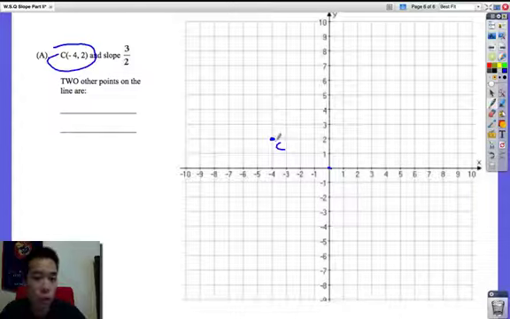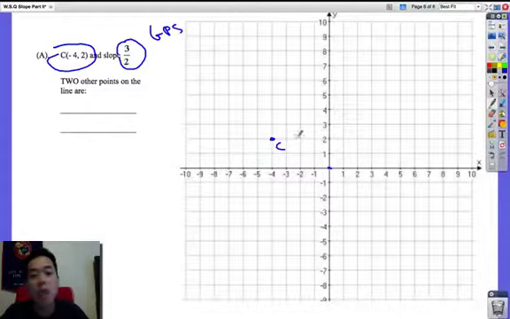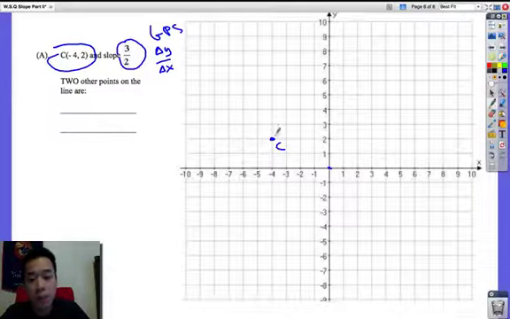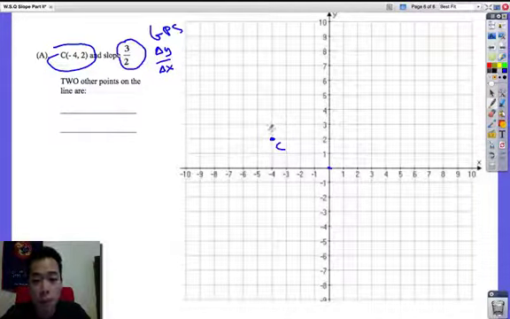Now I need to find two more points. Good thing this slope is kind of like your GPS. It tells you where to move. So my slope is 3/2. Remember that slope is change in y over change in x. So that's a +3. So I'm going to go up 3, 1, 2, 3, and then over to the right 2, 1, 2.